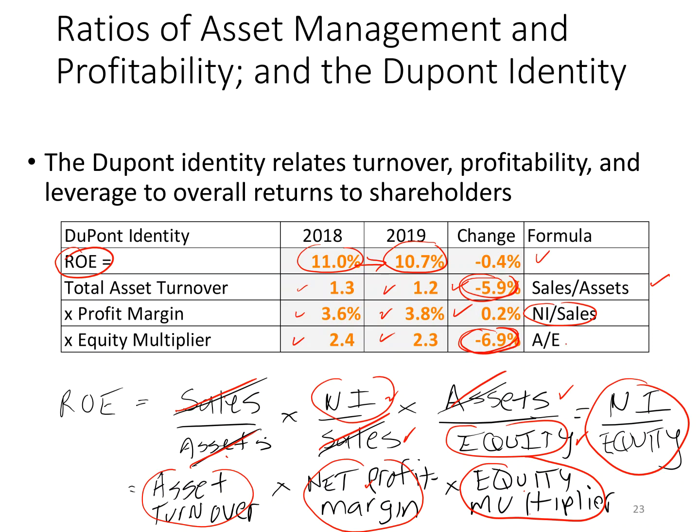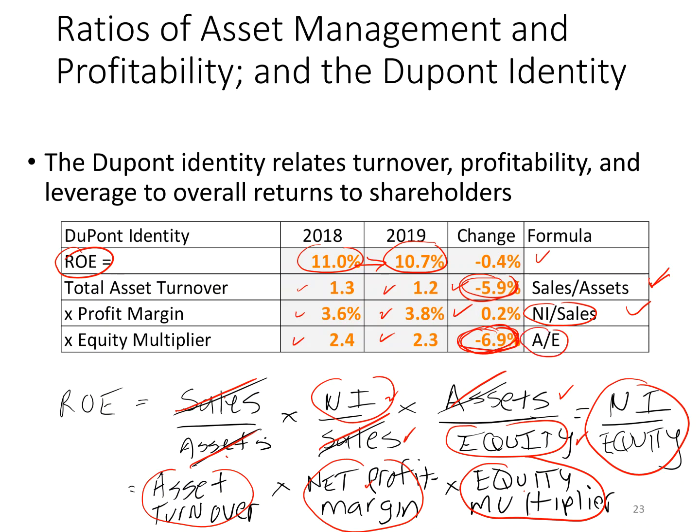Now that's a little bit of a trade-off. All else equal, I always want higher asset turnover. I always want higher profit margins. However, when I have less of an equity multiplier, it's hurting my ROE because I'm using less debt. So that's going to be the trade-off there.